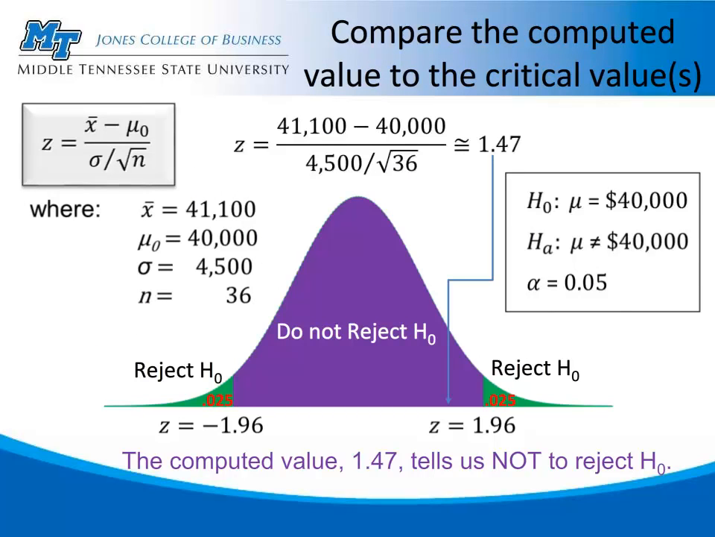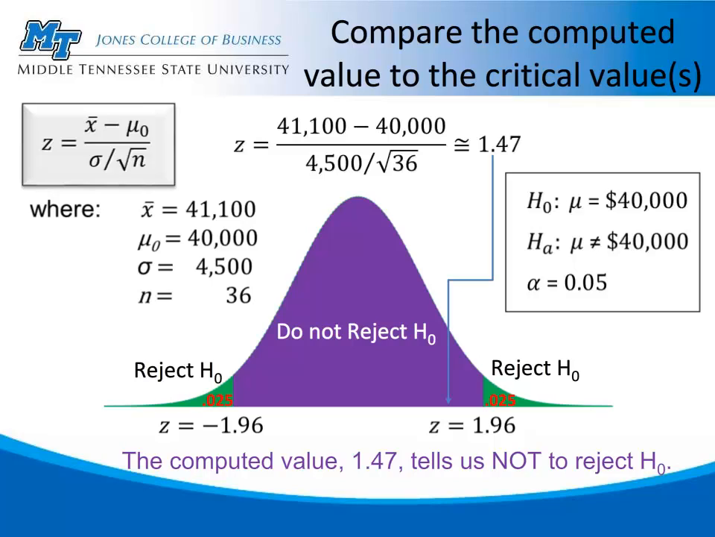Now I think the picture makes this much easier to see. The null hypothesis says that the mean is 40,000. The alternate says it's not 40,000. Well, it could be larger, it could be smaller. So to get the critical values, there's going to be two of them because it's a two-tailed test.